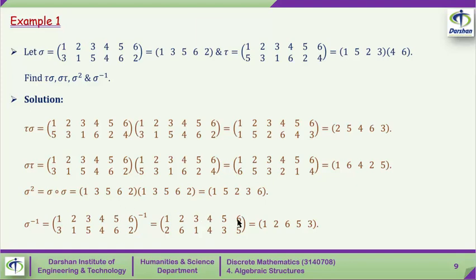So we write 6 goes to 5. Here 6 goes to 2. So here we write 2 goes to 6. So this is the value of sigma inverse. This value is also written in cycle form as 1 goes to 2, 2 goes to 6, 6 goes to 5, 5 goes to 3, then 3 goes to 1. So 1, 2, 6, 5, 3, and 4 goes to 4 itself. So no need to write 4 goes to 4.